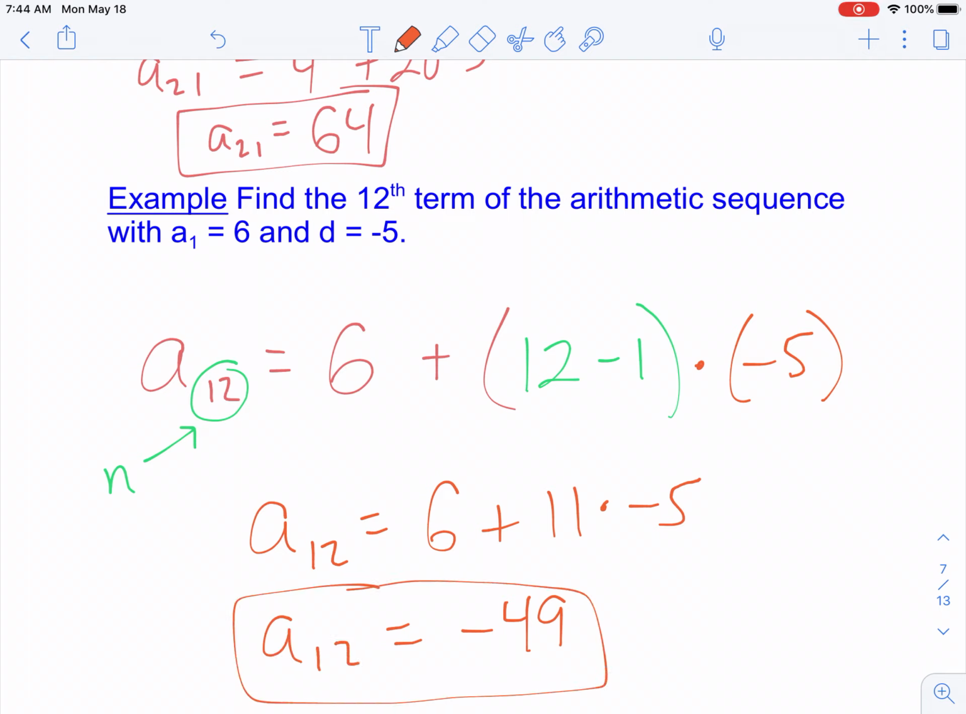Which makes sense why you get a negative number, because you're subtracting 5 each time you go to the next term. So if you start with the number 6 and you subtract 5 11 more times, you're going to wind up with a negative number.